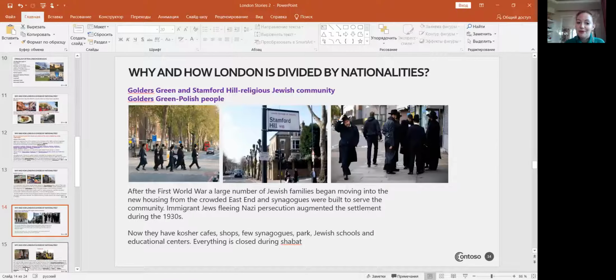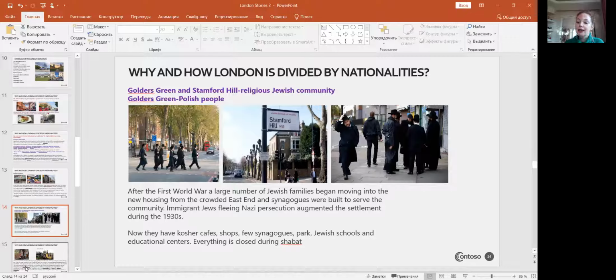Golders Green and Stamford Hill, there are two religious Jewish communities. So Stamford Hill usually is considered to be an area for Orthodox, super Orthodox Jews, quite poor. Golders Green, on the other hand, is an area for wealthy families. They have very beautiful houses there, nice parks, and beautiful synagogues, etc., etc.